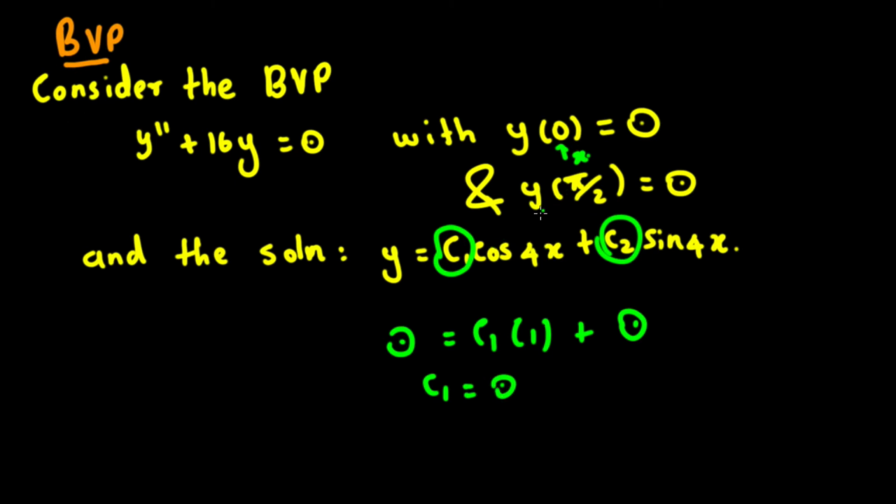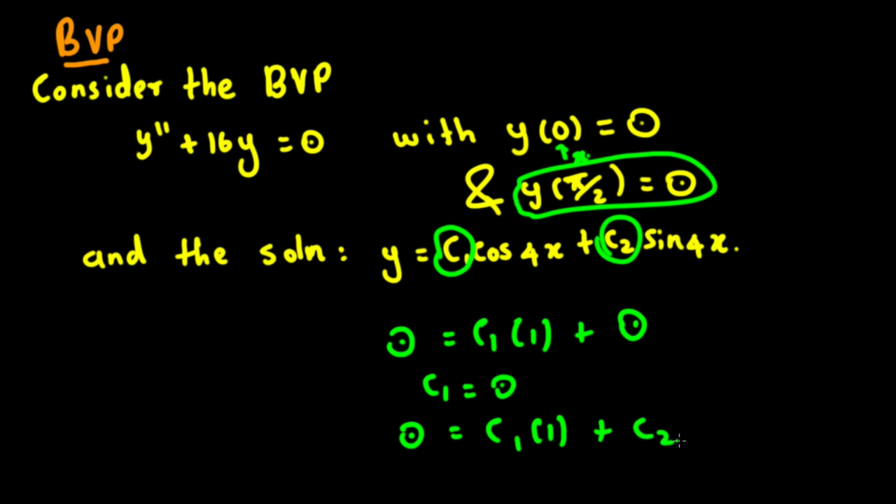Now let's apply the second condition given. For this one, x is 5π/2, and y is also equal to 0, so we equate y to 0. c1 cos 4x, 4 times 5π/2 is going to be 10π. Cos 10π is again 1, times c1. And sin 4 times 5π/2 is sin 10π, and sin 10π is 0. Again this is 0. So in both situations we are getting the answer for c1.